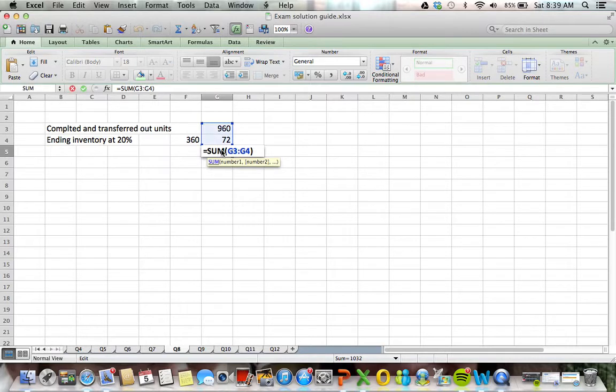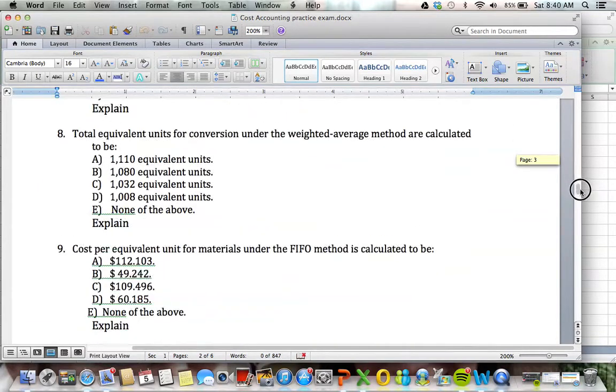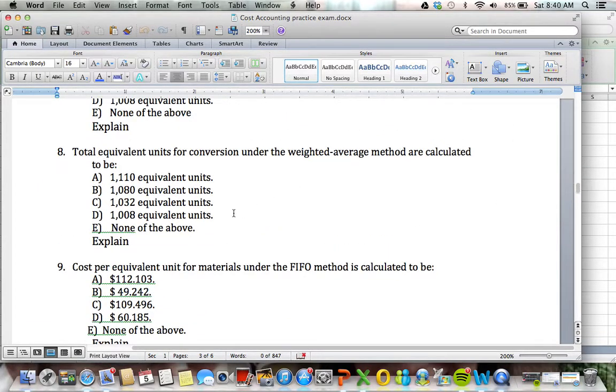So same idea here. We have 360 of these things. They're all 20% done. Okay, so I have 72 that are completely finished. So I have 1032 equivalent units here. And let's see here, we're going to go down. So 1032 over here is the correct answer. Moving on to question 9.